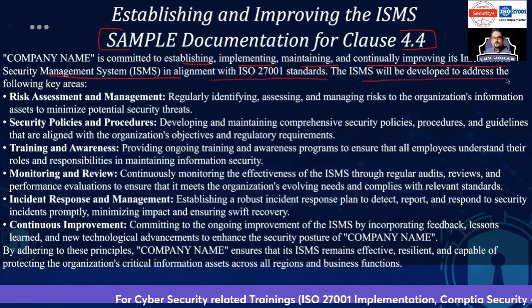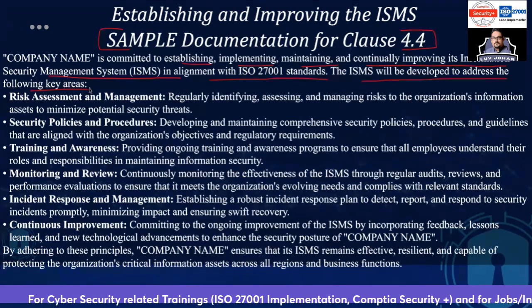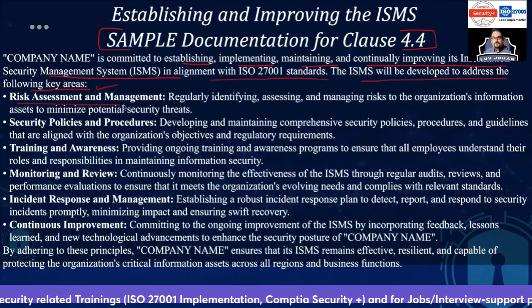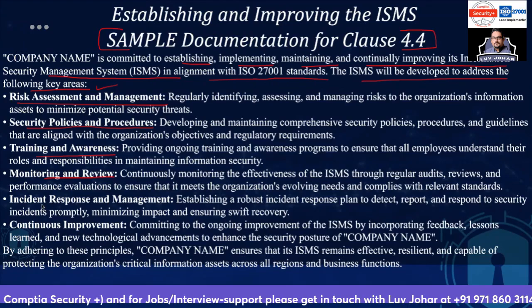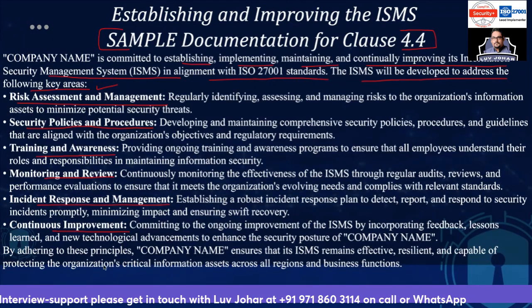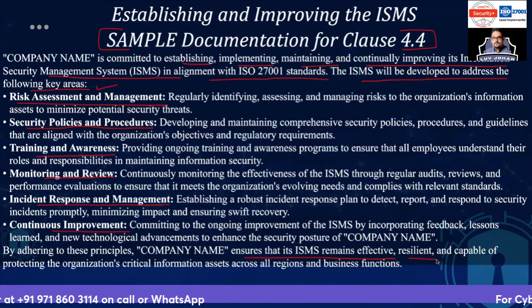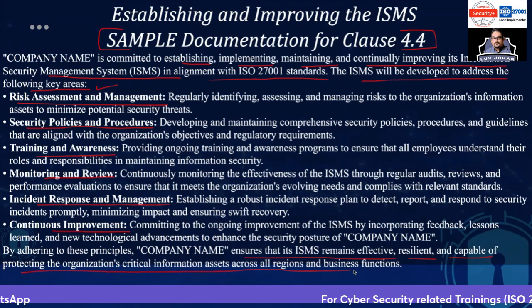The ISMS will be developed to address the following key areas. Now, what are the key areas? Risk assessment and risk management, security policies and procedures, training and awareness, monitoring and reviewing, incident response and management, and continual improvement. So by adhering to these principles, company name XYZ or ABC, whatever, ensures that its ISMS remains effective, resilient, and capable of protecting the organization's critical assets across all regions and business functions.